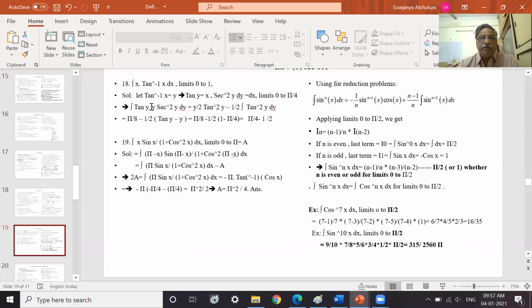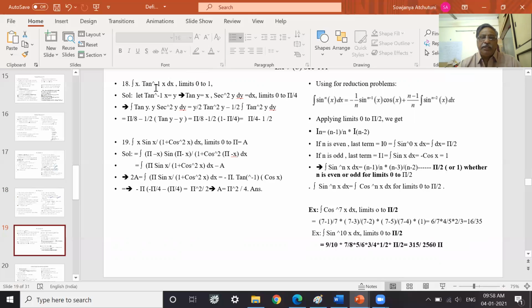So this is becoming y into, what is the integration of tan y secant square y? Tan square y by 2, since when we differentiate tan square y by 2, we get tan y into secant square y. So this is used in the tan y integration, minus half of tan y. Then we have tan square y into dy. So the integral of tan square y, I can put as secant square y minus 1. So this is tan y minus y. When I apply my limits of 0 to pi by 4, I'm getting pi by 4 minus 1 by 2.